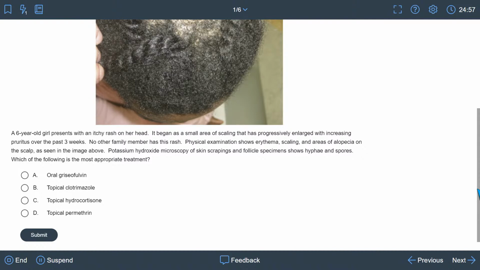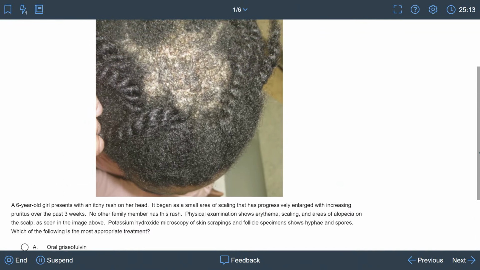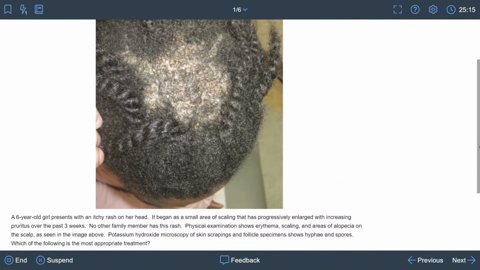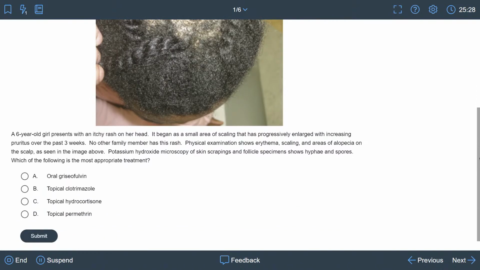A, oral griseofulvin. B, topical clotrimazole. C, topical hydrocortisone. Or D, topical permethrin. Now I'll give you a second to review this to see if you can come up with the answer. And here is the image for reference. Now let's scroll down and give you a chance to look at those answer choices as well.